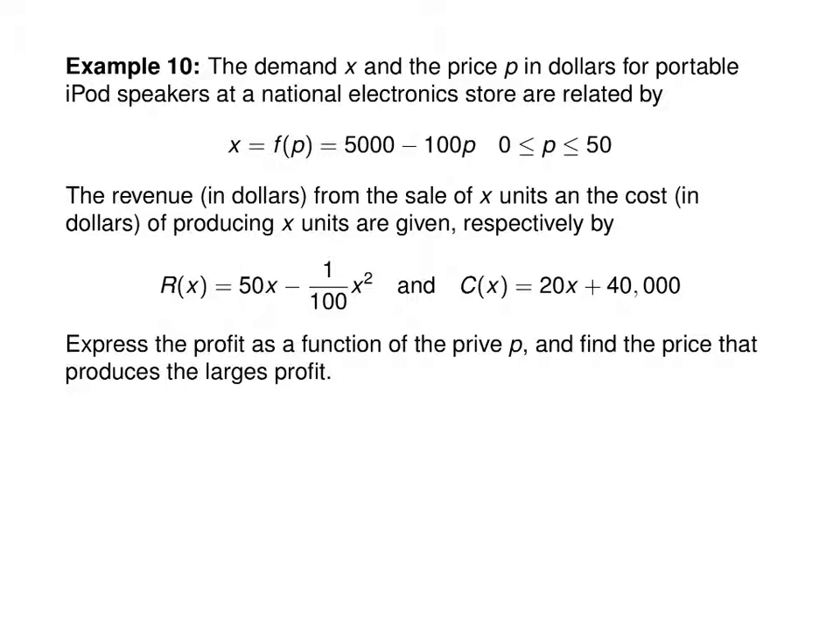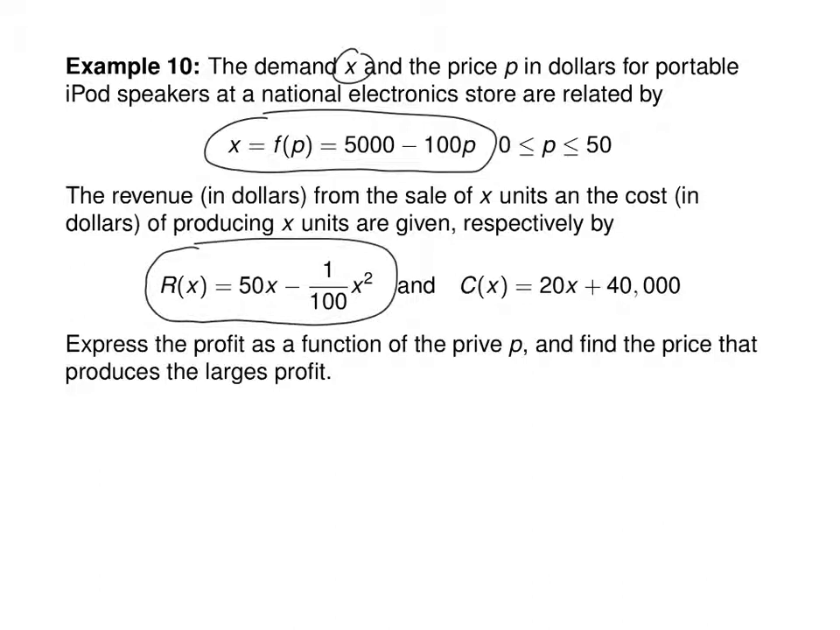Okay, so economics, because we should understand economics. The demand, X, and the price, P in dollars, for portable iPod speakers, because you guys are going to work with iPod speakers, at an electronics store are related by this equation. So X would be how many units sold as a function of what the price is. You sell more if you charge less, right? And this function tells the revenue, which is how much money you have at the end of the day before you factored out your costs. Does that make sense? And this C of X equation tells you how much it costs you to produce these iPod speakers.